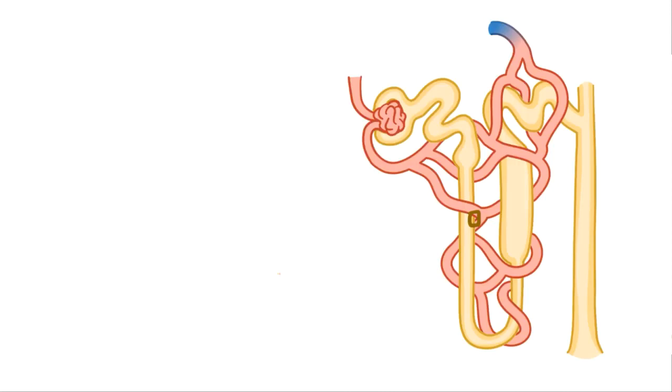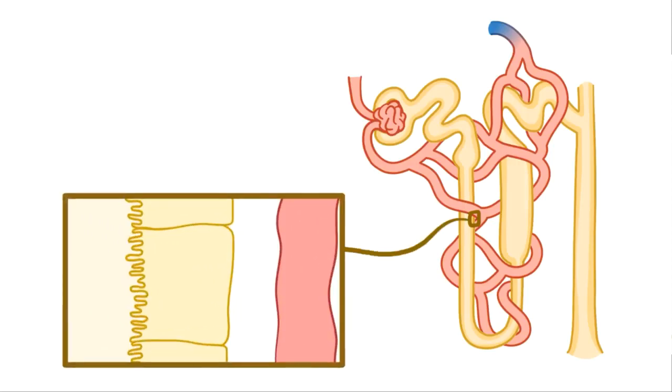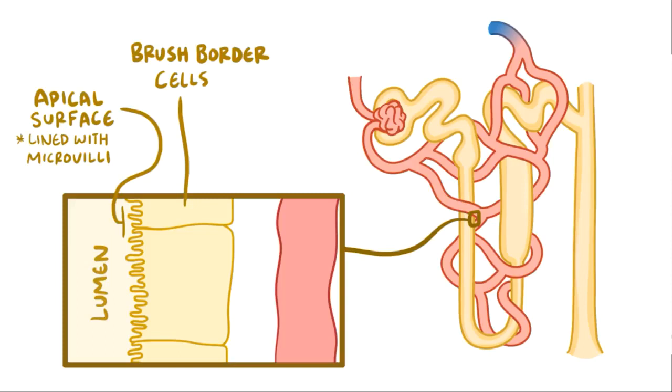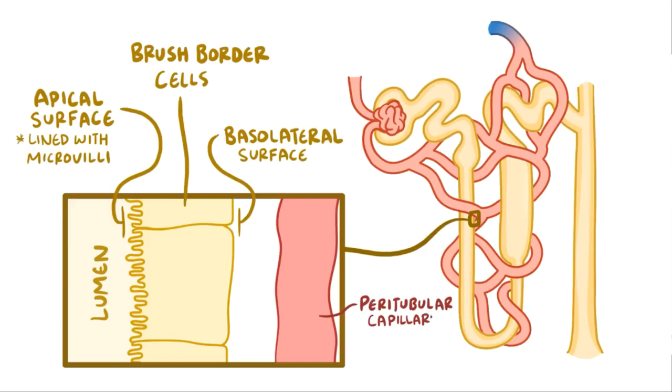If we zoom in again on this nephron's tubule, each one's lined by brush border cells which have two surfaces. One is the apical surface, which faces the tubular lumen and is lined with microvilli, which are tiny little projections that increase the cell's surface area to help with solute reabsorption. The other is the basolateral surface, which faces the paratubular capillaries which run alongside the nephron.